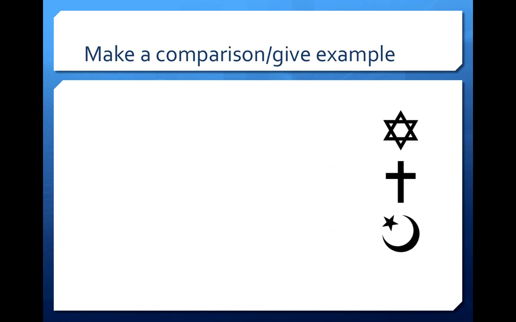Continuing on, we could make comparisons or give examples about abstract ideas or complex thoughts. So here's some examples.